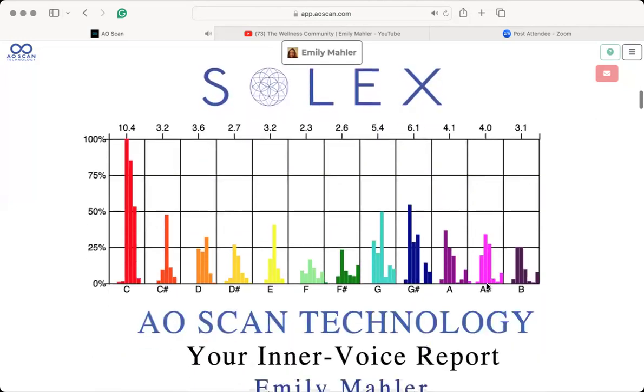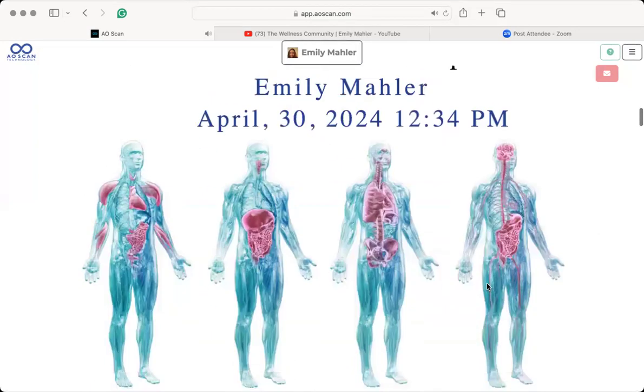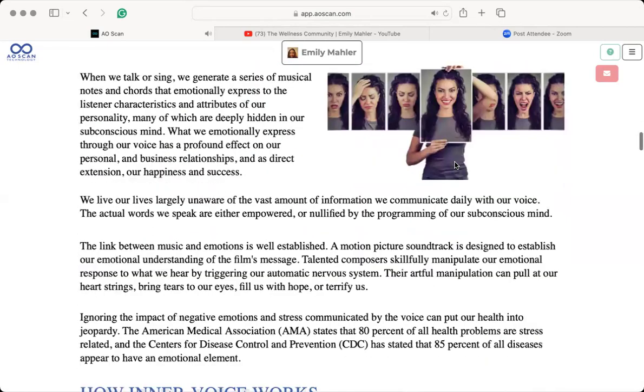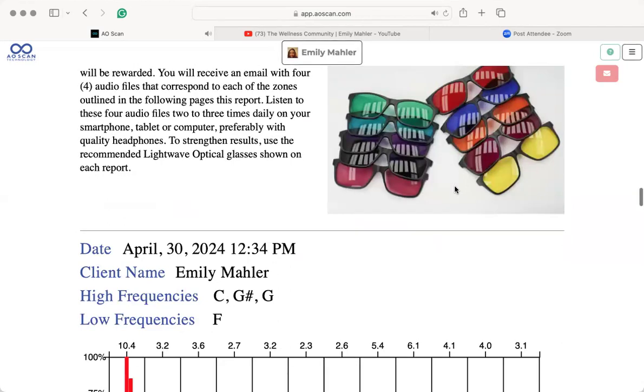The next little portion I'm going to skip over because it comes back up again, but this is when the scan was run, all of that, and a little bit about inner voice, how it works. And they do have these glasses. Obviously, if you have not purchased a bundle, you likely don't have them. I finally did purchase a bundle, so I'm excited to start using them.